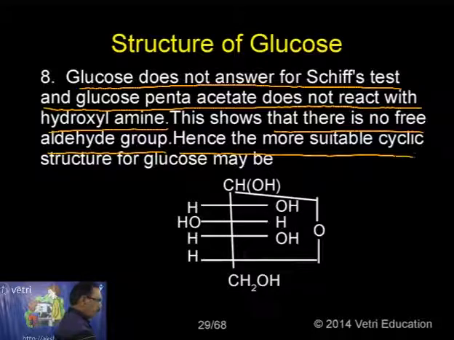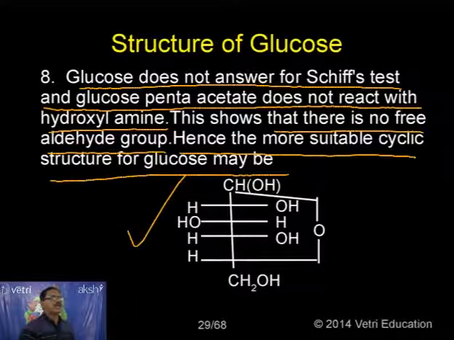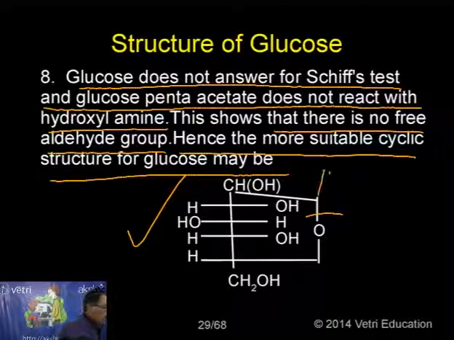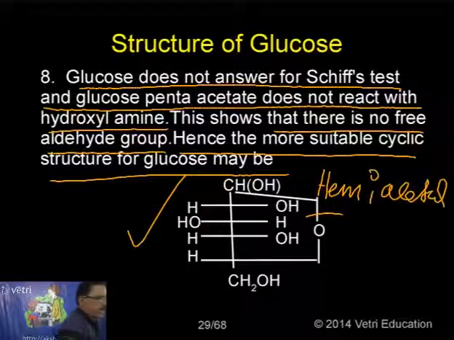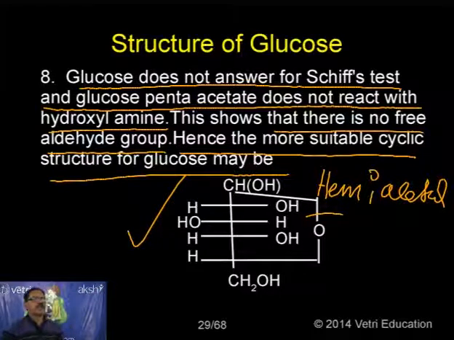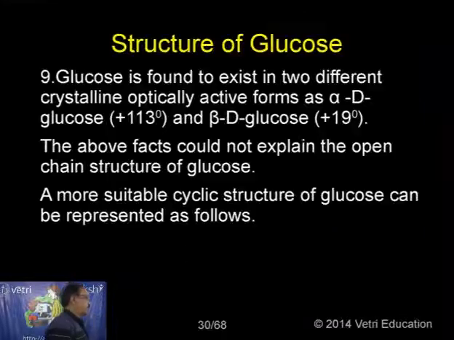Hence, a more suitable cyclic structure for glucose may be represented. Instead of the free aldehyde group, glucose will be in this form, but it is behaving like an aldehyde, that's all. So this linkage we call a hemiacetal linkage. The hemiacetal linkage is easily breakable. Even if you place it in water, it will break and behave like an open chain structure. This is the most important information I want to give here.